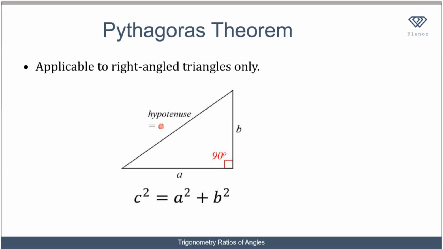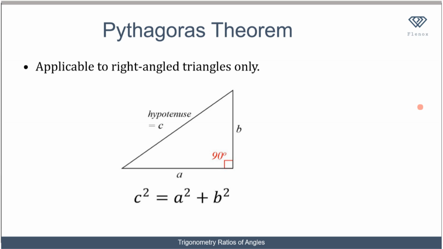is equal to the sum of the squares of the two other sides. So if we call this side A and this side B and we find their squares, if we sum their squares together, it is equal to the square of the hypotenuse. Now there is an interesting derivation to this, but I'm not going to go through that. The only thing you need to know is that the square of the hypotenuse is equal to the sum of the squares of the two other sides.